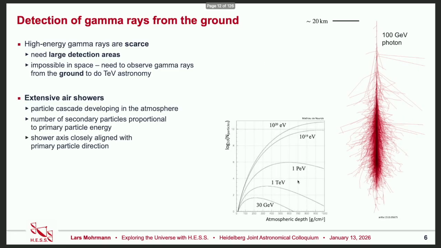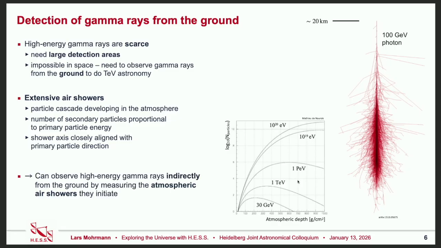Now, to understand how we can do it from the ground, we need to first look at what happens if a gamma ray reaches us here on Earth, because it doesn't reach the ground. Instead, it will interact somewhere high up in the atmosphere, say at 20 kilometers altitude, and launch what we call an extensive air shower. So that's a particle cascade that develops through the atmosphere, and the number of particles in that shower will be proportional to the energy of the primary gamma ray, as indicated in this plot here. And the axis of this shower will be very closely aligned with the incoming direction of the gamma ray. So that means if we are able to observe that air shower, we can indirectly infer properties of the primary gamma ray.